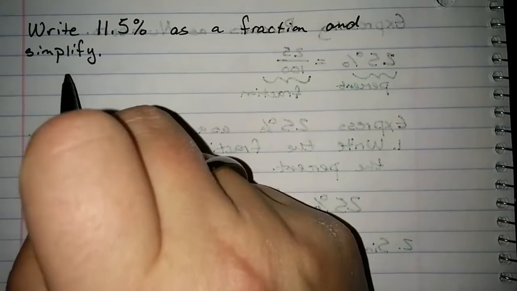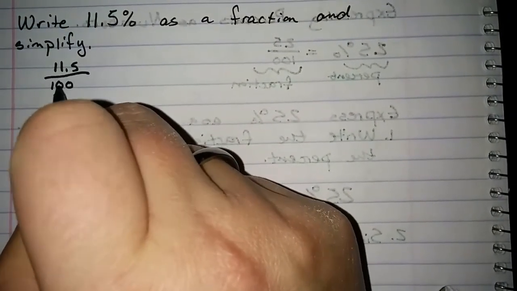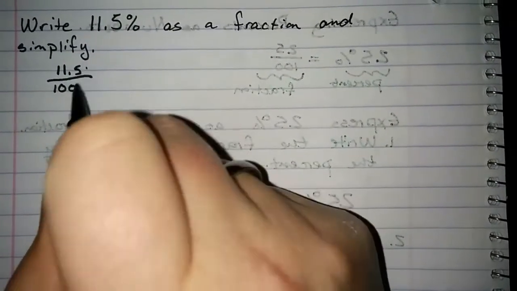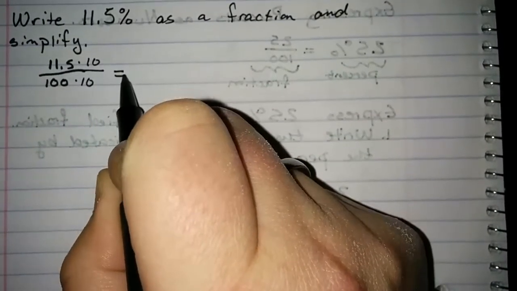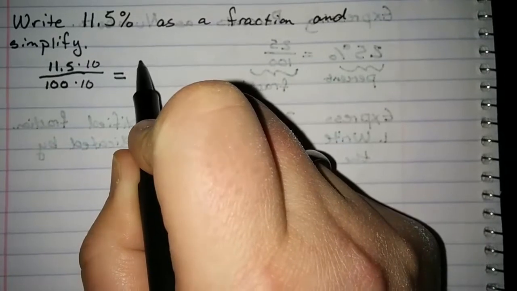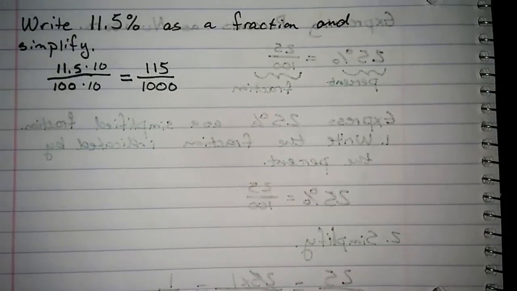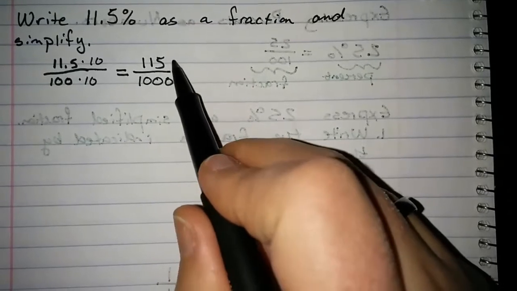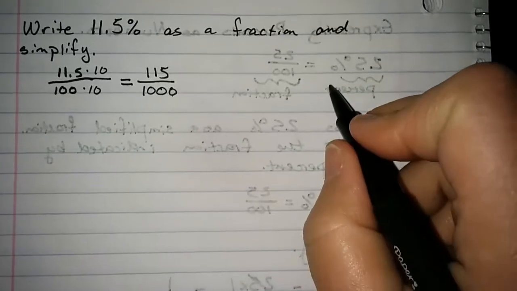Okay, 11.5%, that's 11.5 over 100. We don't like decimals inside fractions, so I'm going to multiply the numerator and denominator both by 10. 11.5 times 10 is 115. 100 times 10 is 1,000. Now, looking at my numerator and denominator, I have a common factor of 5, I think.